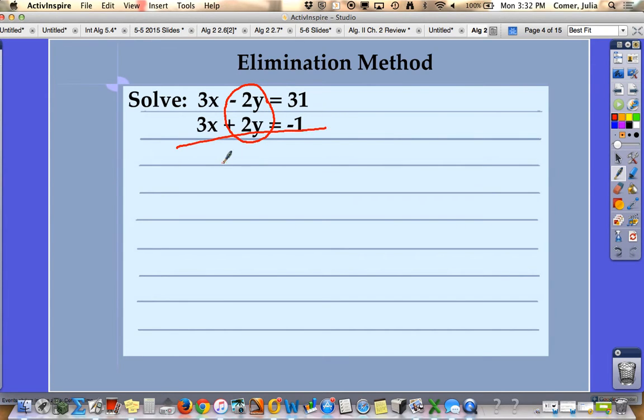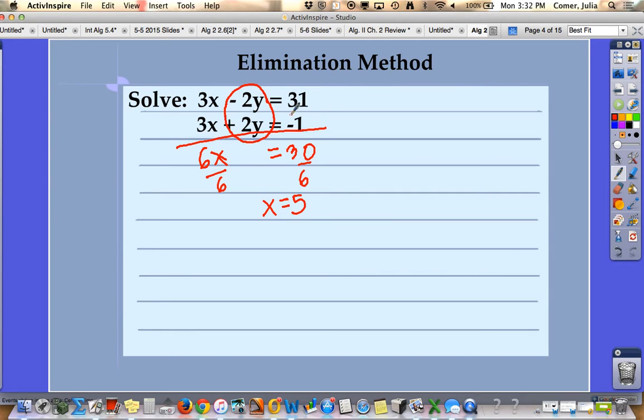So what I'm going to do is add them together. So 3x and 3x is going to give me 6x. My y's drop out, which is what I want to happen, is equal to 30. Sorry, this is my first time using this slate and it's a little tricky. So I'm going to solve it. I'm going to divide both sides by 6, and I end up with x is equal to 5.